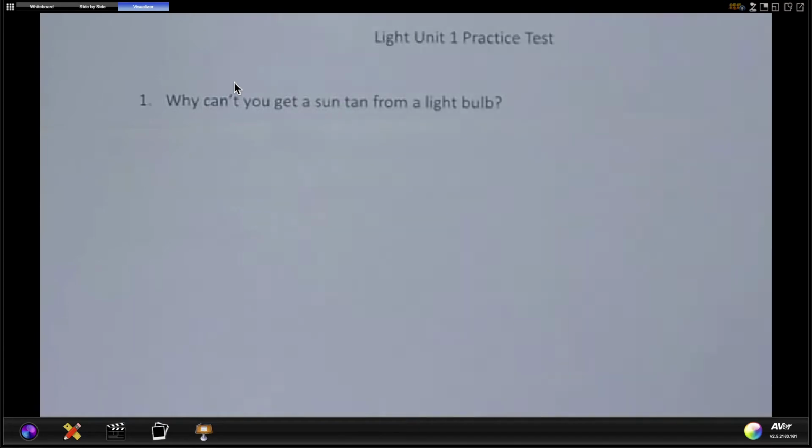Hi, everybody. These are our answers for our practice test for our first half of our light unit.